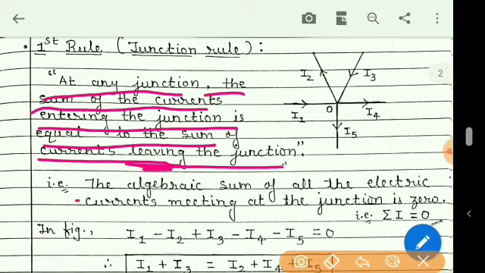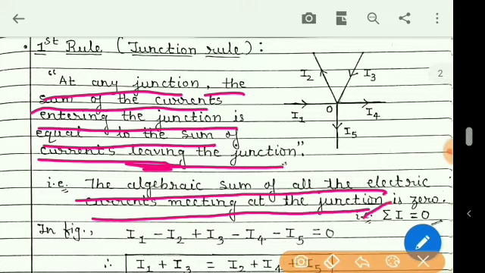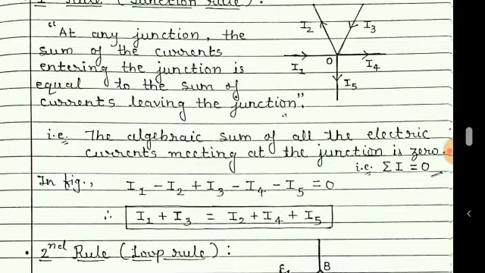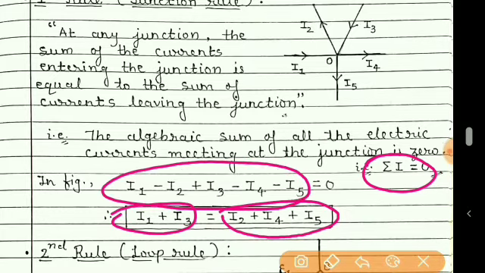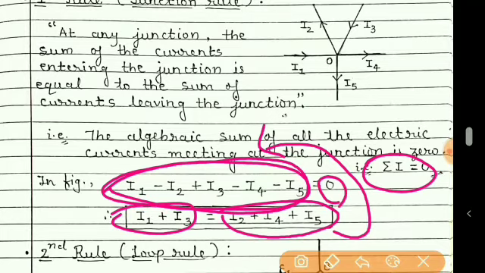And so the algebraic summation of all the electric currents meeting at a junction is 0. Means at a junction the total current is always 0, because the currents which are coming towards the junction is equal to the currents moving away from the junction. And so if we add all these currents like this, bringing this from the right hand side to the left hand side, these terms will become minus. And so if we add all these currents, then the result is always 0.